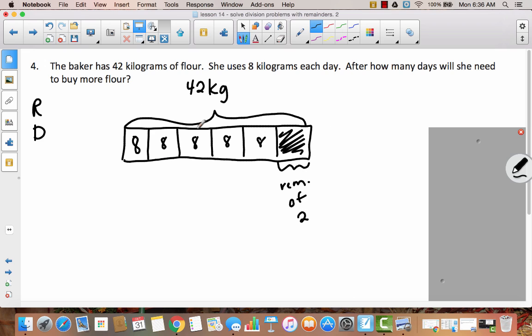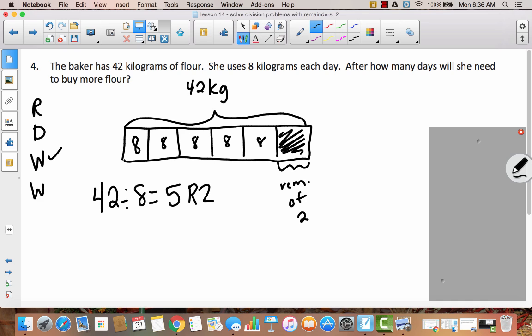So every 8 represents one day that she will have enough flour. So after how many days will she need to buy flour? So after 1, 2, 3, 4, 5 days, she needs to buy more flour. So our number sentence would look like this: 42 divided by 8. And how many 8s did we have? We had 5, and we had a remainder of 2.